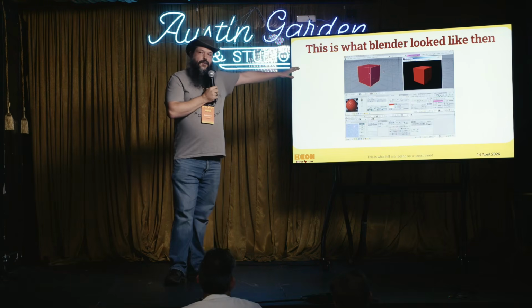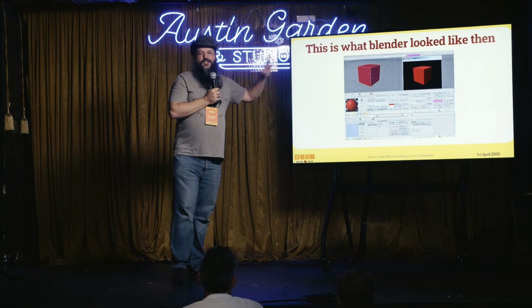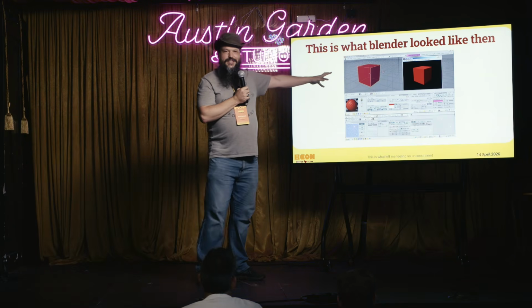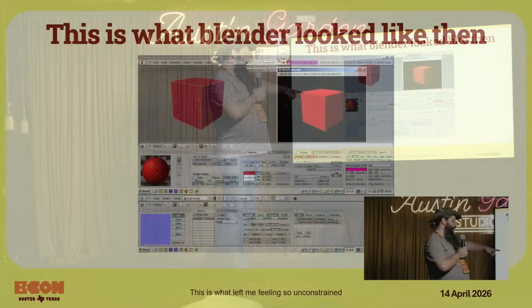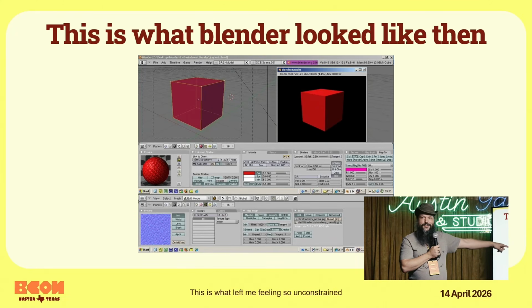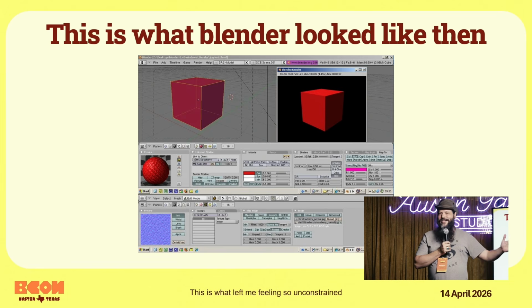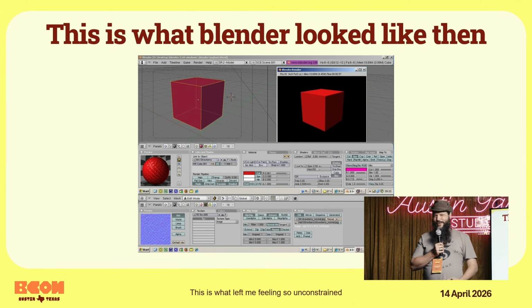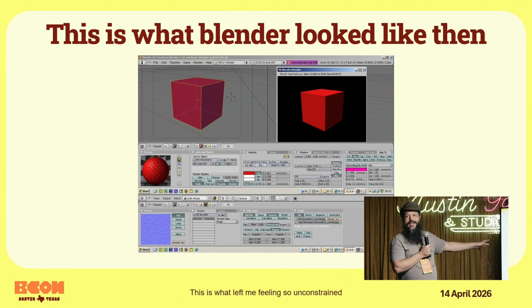This is what we had to work with when I was feeling so limitless and boundless and free. This is Blender 2.6 here. So this is what I'm talking about when I said, like, oh, no limitations. We need to artificially impose limitations. So this is what we had to work with.